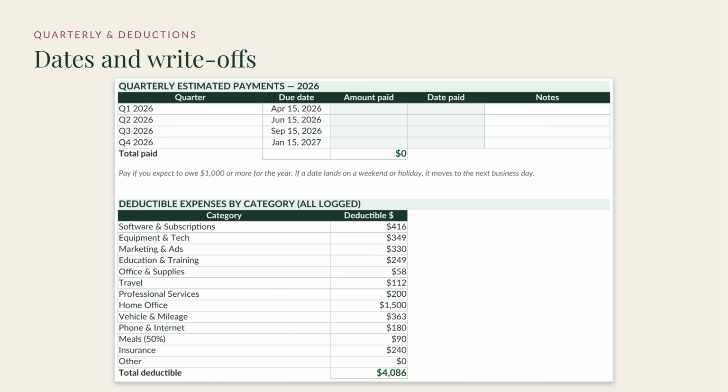The quarterly schedule lists IRS deadlines for estimated tax: mid-April, mid-June, mid-September, and mid-January, with designated cells to record the amounts you paid. As a rule, you make these estimated tax payments if you expect to owe $1,000 or more for the year. And the deductible table totals everything you flagged in expenses: $4,086 of write-offs in the sample, grouped by category. This organized view takes the stress out of tax season by keeping your information ready and easy to read.